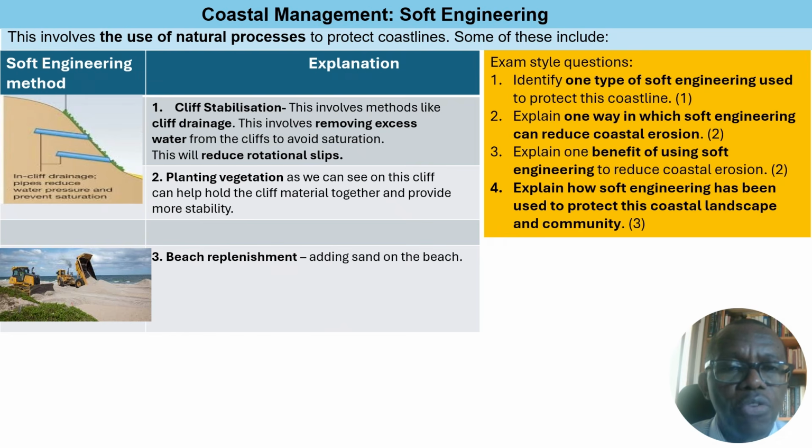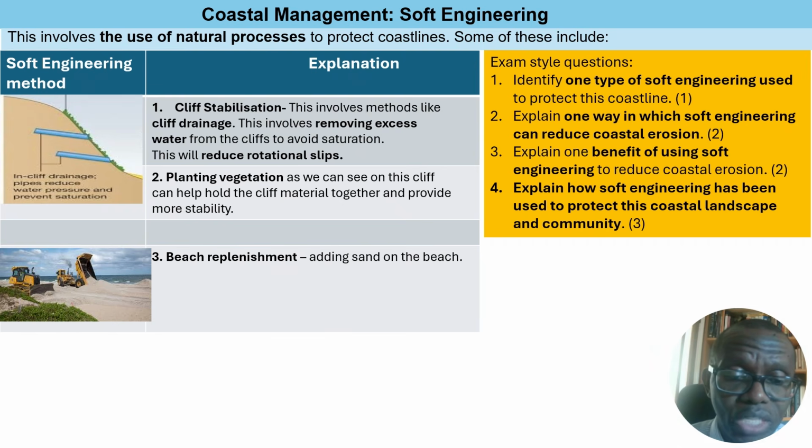Okay, we will now move on to soft engineering strategies for coastal management. Soft engineering obviously involves the use of natural processes to protect coastlines. Now we have three here that we are going to talk about, and the first one is cliff stabilization. Of course, you're trying to ensure that the cliff does not experience slumping or rotational slips. You would then obviously need to drain the excess water from those cliffs.